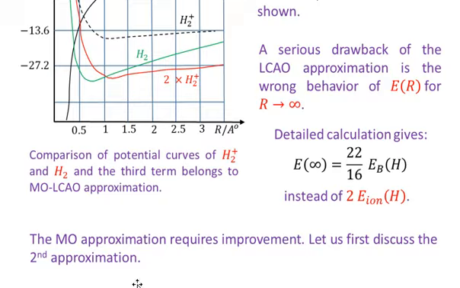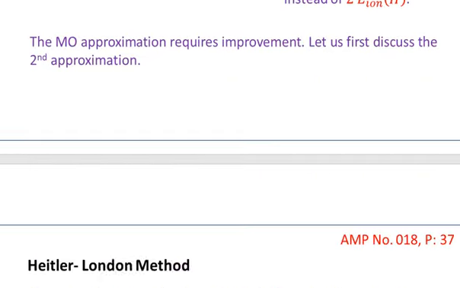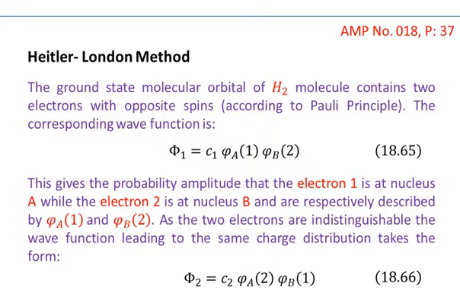Let's first discuss the second approximation. So you see that before I discuss the refinement or improvement in the molecular orbital approximation, I want to discuss the second approximate method, the second approximation, next. And this is the Heitler-London method.